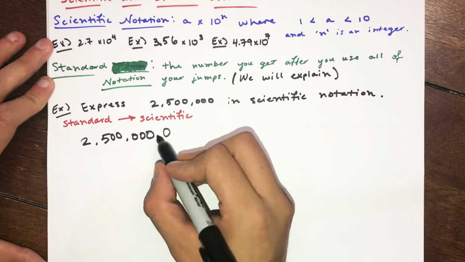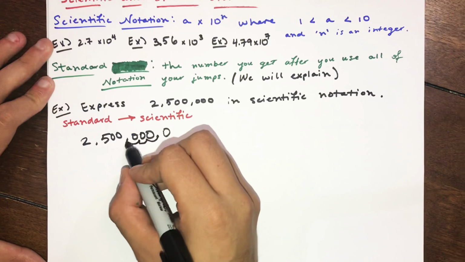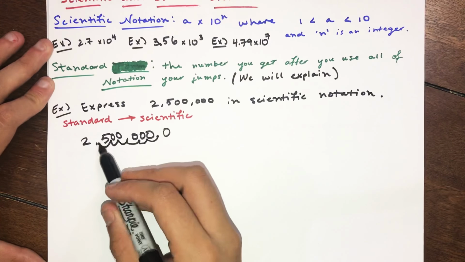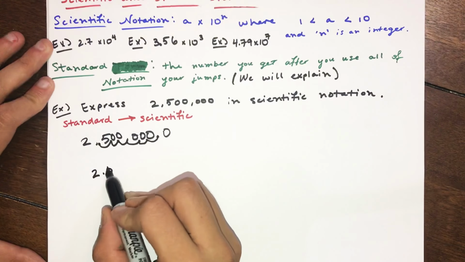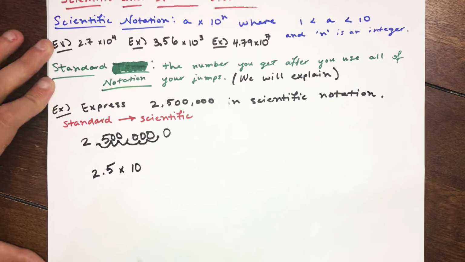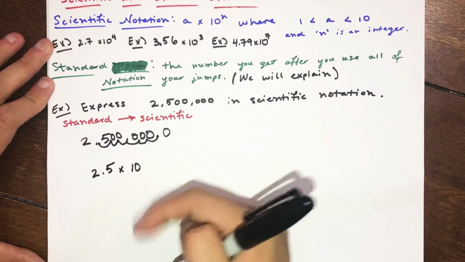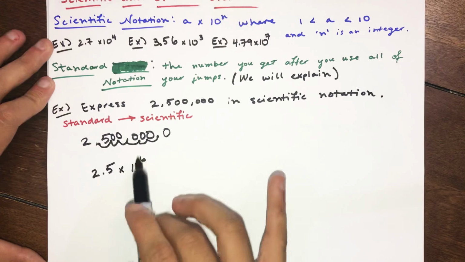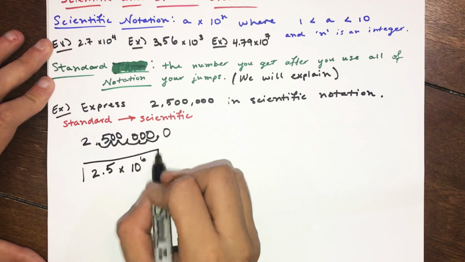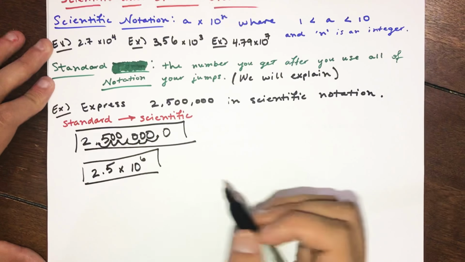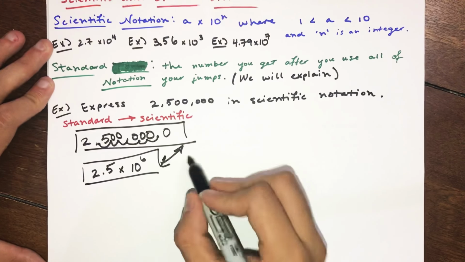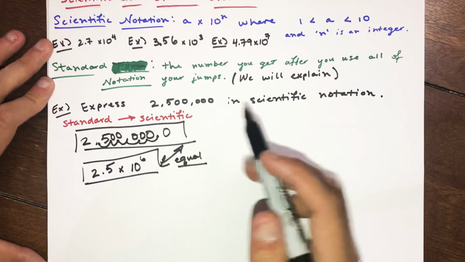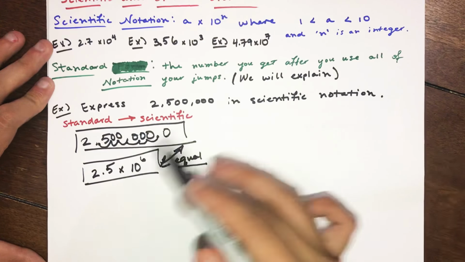For example, we can go 1, 2, 3, 4, 5, 6 times to the left, moving the decimal right here. Now we get 2.5 times 10 to the power that we moved, and we moved 6 times, so times 10 to the 6. Note that this number and the original number we started with are equal to each other. We're not changing the value of the numbers, we're just changing what it looks like, scientific notation, standard notation.